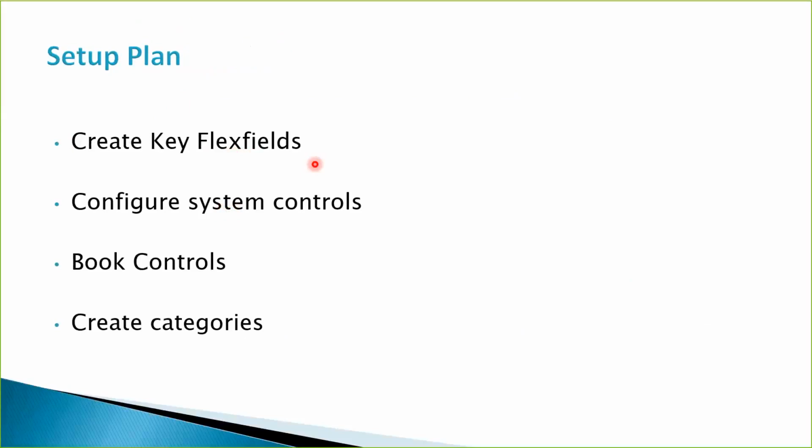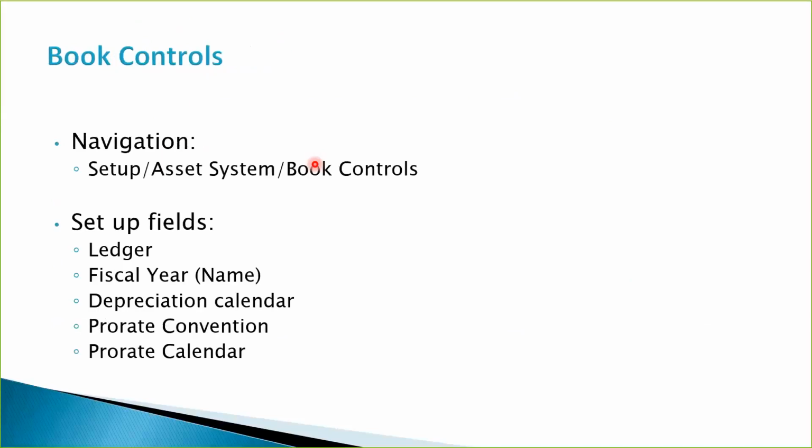So now we are at book controls, and we are going to do more of the same thing. In the book control, there are a couple of things that we have to define. In order to do that, we have to create some of those things. When we go to book controls, with the navigation that I've shown, you will see fields that require you to enter this information.